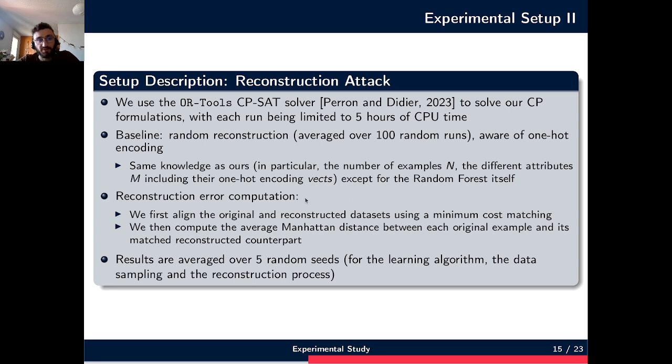Once we have performed the reconstructions, either with our method or with the random baseline, we have to compute an error, and to do so we first align the original and reconstructed datasets using a minimum cost matching. So this answers the question which reconstructed example corresponds to which training set example. And once this alignment is done, we compute the average Manhattan distance between each original example and its matched reconstructed counterpart. And by averaging this value over the entire dataset, we have an average reconstruction error. The results are averaged for each experiment over 5 random sets.